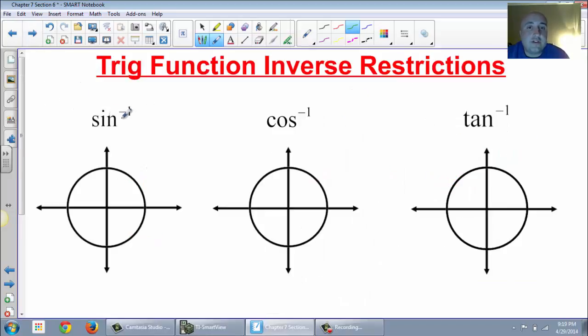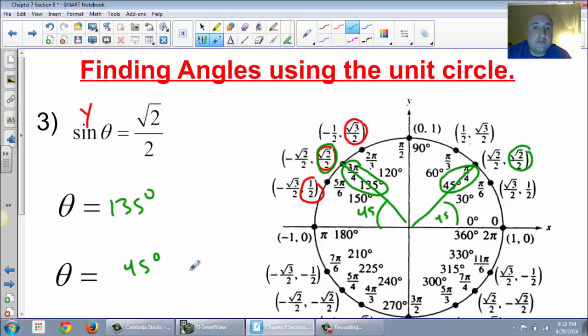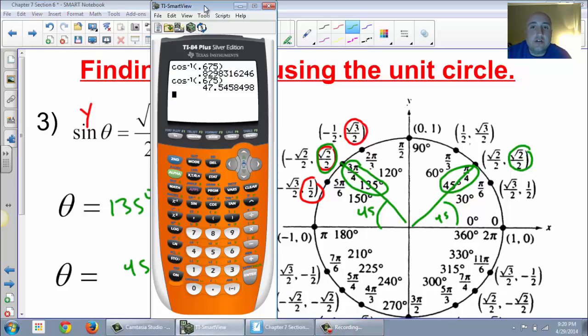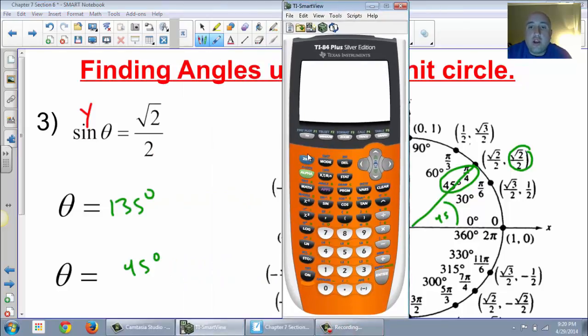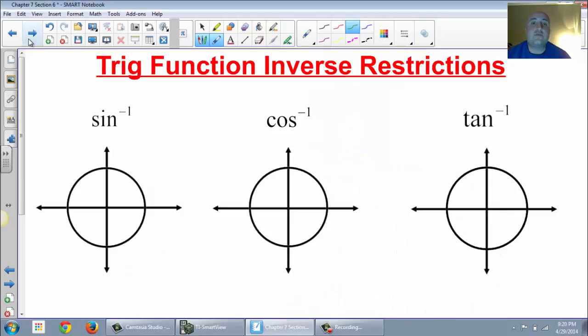Okay, let's look at another one. Why are there two, and how do we figure out which one the actual answer is? Because if I go back to my calculator and I want to know what angle has a sine of square root of 2 divided by 2, it gives me an answer of 45. Well, why didn't it give me an answer of 135? That's the question. How do I know which one of these two is the actual answer? Well, this restriction page on this next slide will help us determine what is what.